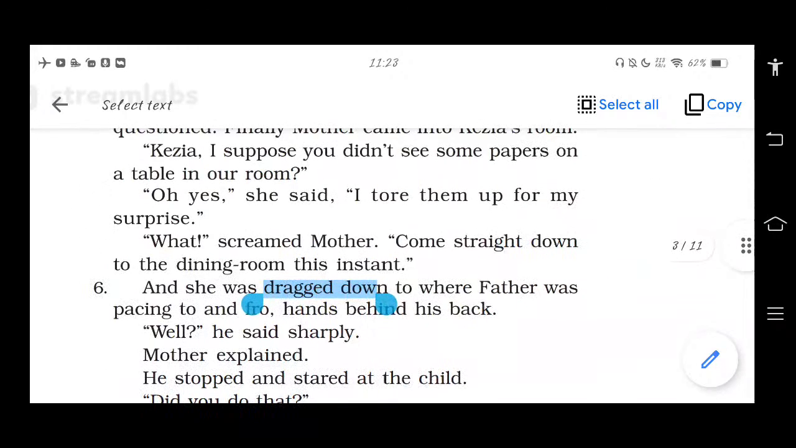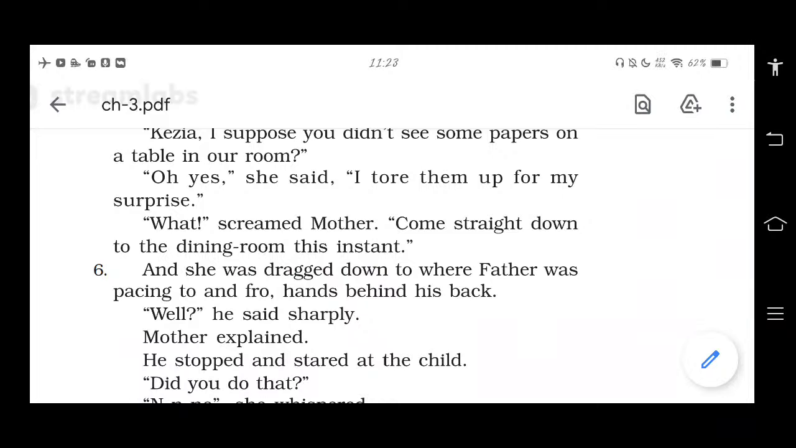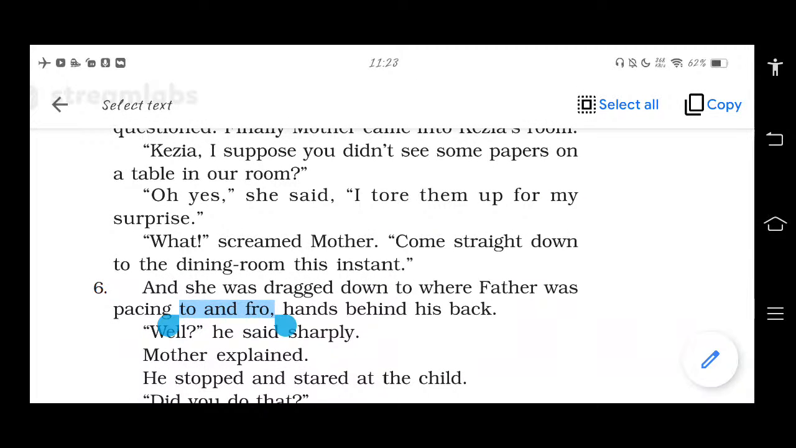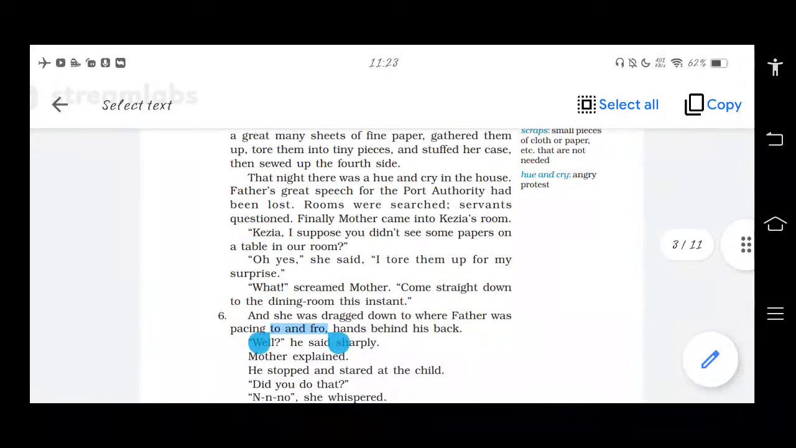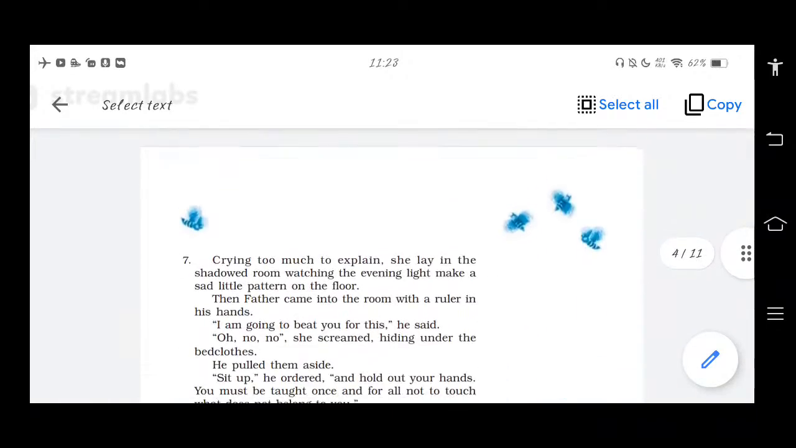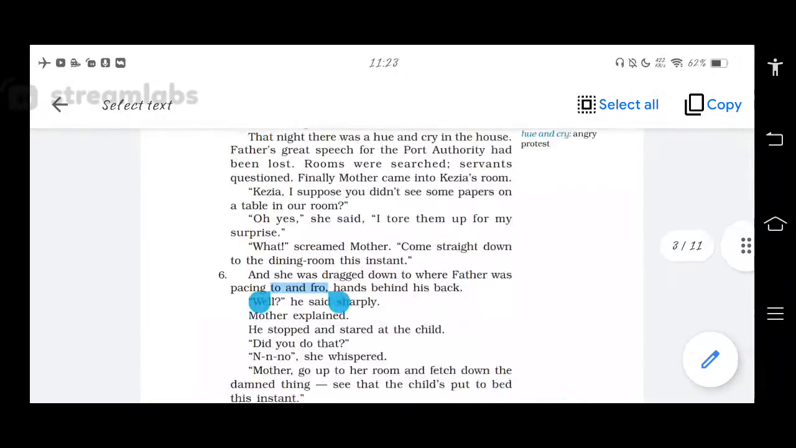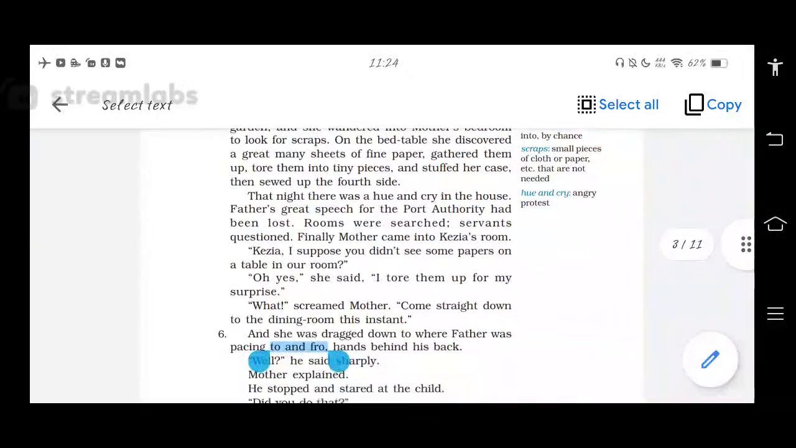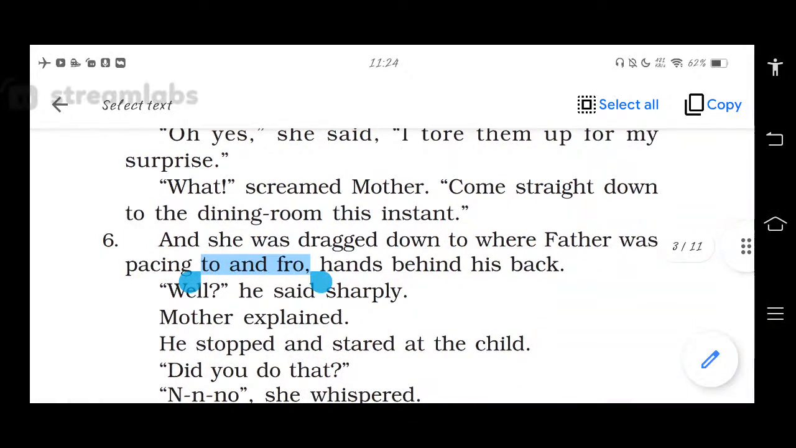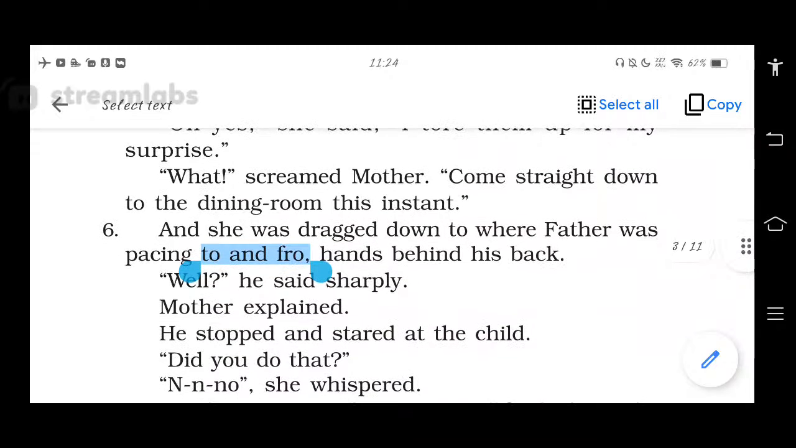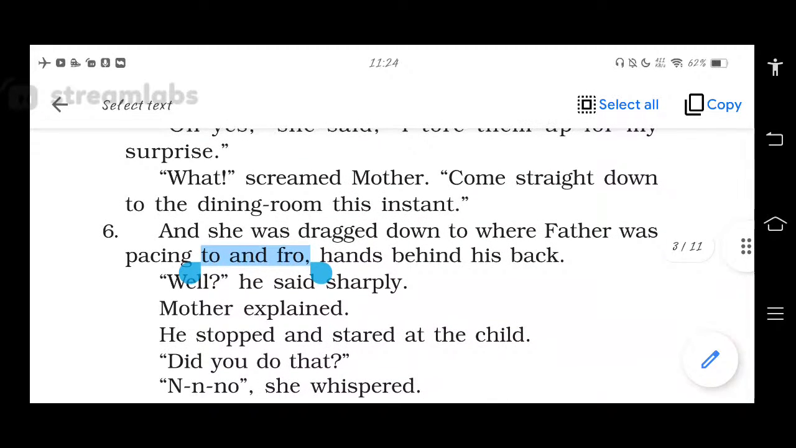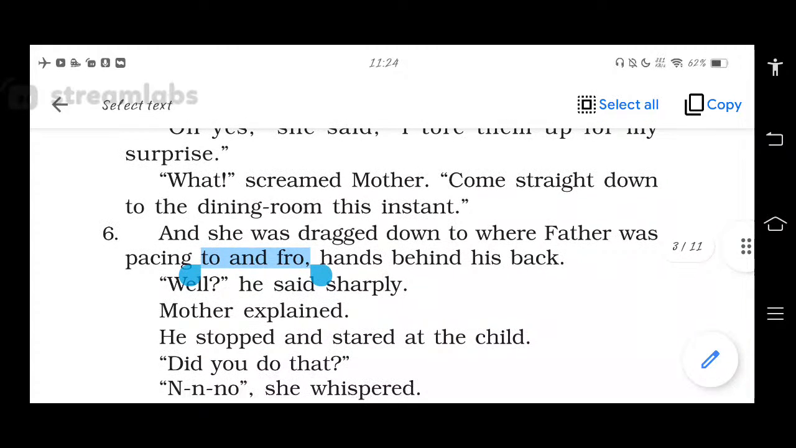So here she has been pulled by her mother to where father was facing to and fro. What is the meaning of to and fro? Her father was facing to and fro, hands behind his back. To and fro means in an opposite direction. Well, he said sharply, mother explained. So when he was in such a state, her mother explained what had happened.